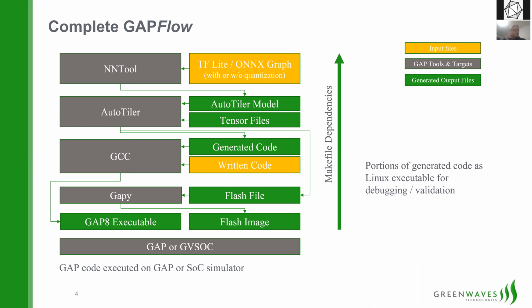GAP8, which is our first product, only operates on fixed point, so quantization is extremely important to us. And NN tool can handle those quantization steps with various different strategies inside it, or it can suck in quantization information, currently only from TensorFlow Lite, and then use those tensor statistics and some indications of the quantization which TensorFlow has applied to apply quantization that's compatible with our kernels.